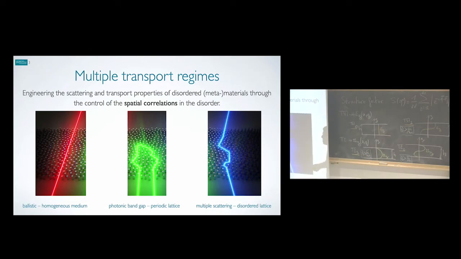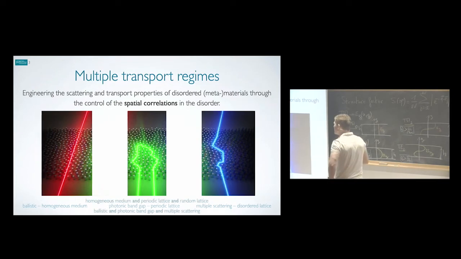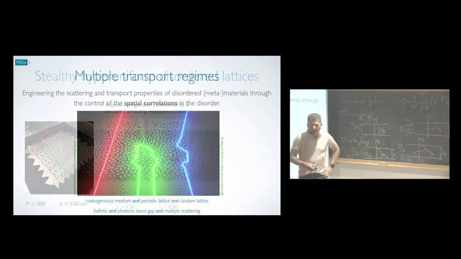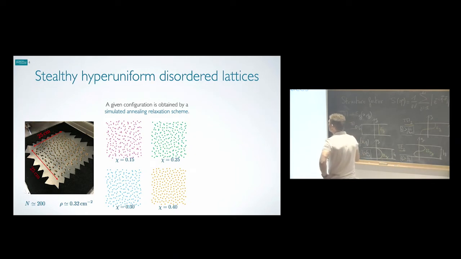Somehow the objective was the three main regimes of transport in a medium. The transport is either ballistic or diffusive, or even can be no transport at all if the energy of the particle, or the frequency of the wave, falls inside the band gap. Our objective was to bring together all these regimes of propagation in a single lattice, in a single medium, without changing the frequency too much. To achieve this goal, we play with what is called the stealthy hyperuniform disordered lattice.